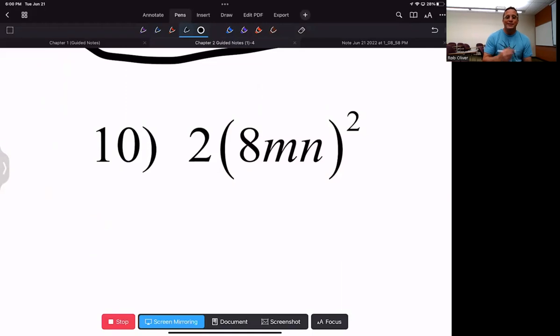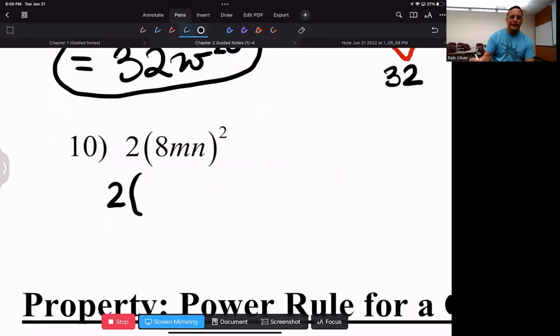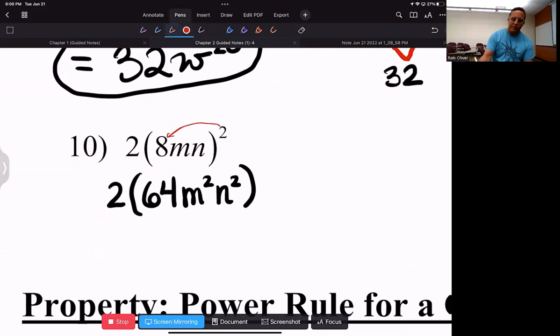And order of operations tells us that exponents come before multiplication. So if I do 2 times 8, that's multiplying, but I have to keep in mind there's an exponent of 2 in that problem. So we want to take care of that first before we do any multiplication. We got 2 and then 8. 8 squared is 64. And then m squared, n squared. So that 2 applied to 3 different things. It made the 8 squared, the m squared, and the n squared.